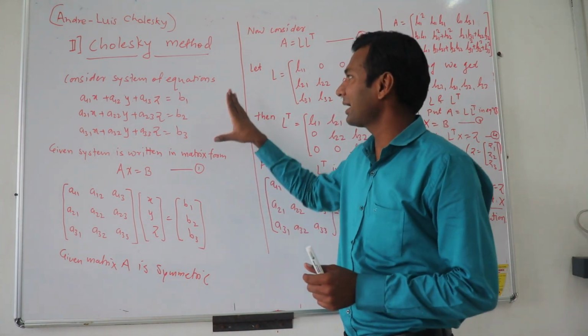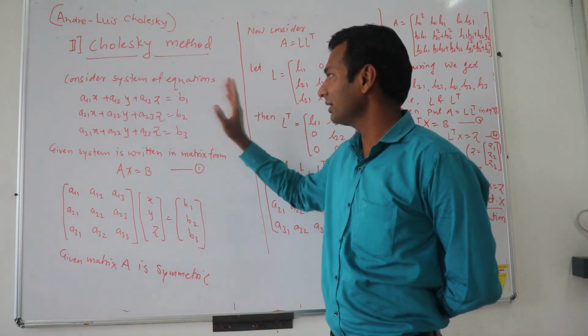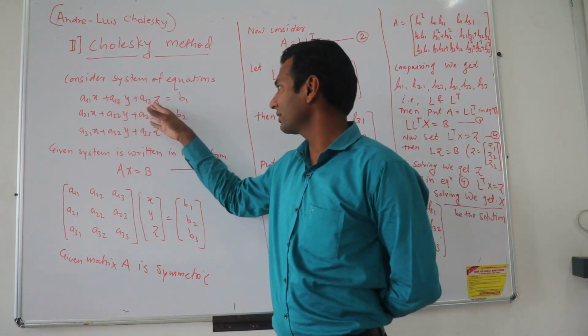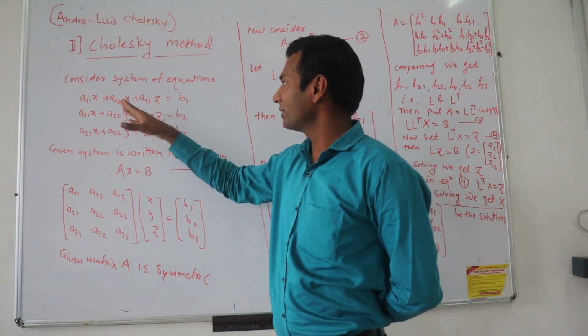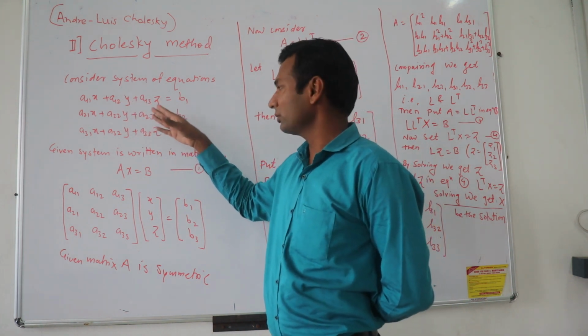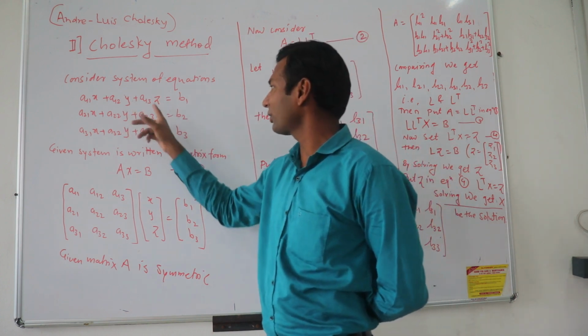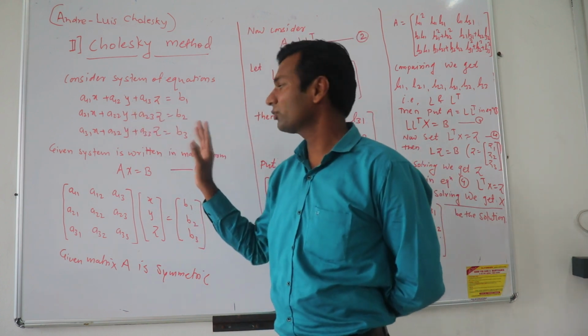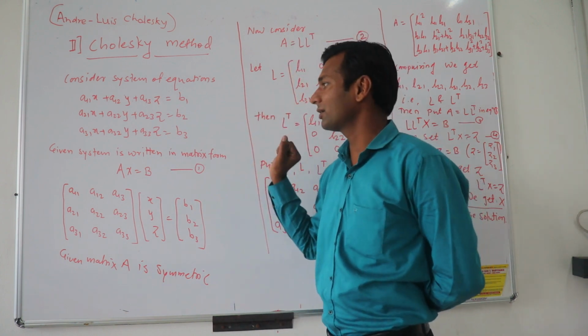So again, see that here a system of linear equations is given: a11x plus a12y plus a13z is equal to b1. There are three equations where a11, a12 and so on are all constants, b1, b2, b3 are also constants, and x, y, z are our unknowns. We have to find the values of x, y, z using this Cholesky method.